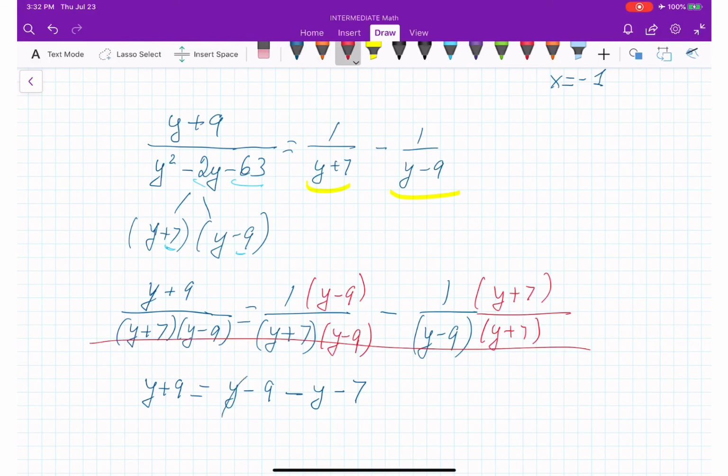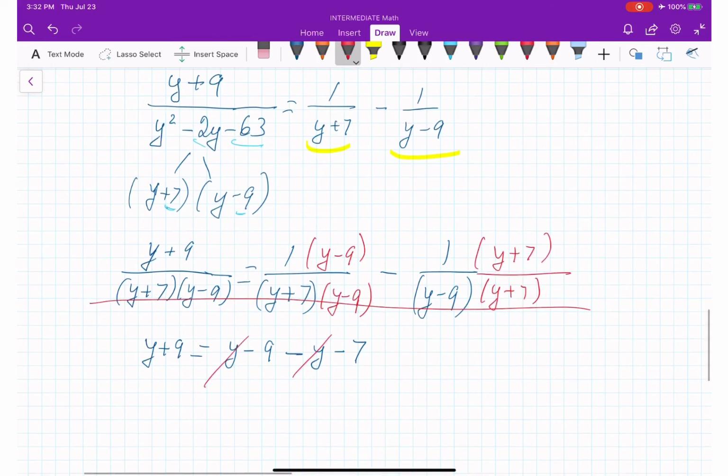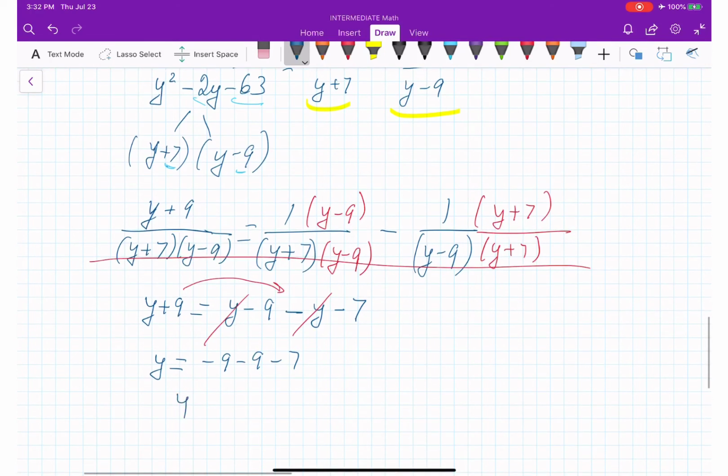Let me take red color. This y is gone with this y because plus y and a negative y. Okay, now that's all. So all I'm going to do is move this 9 to this side to combine with like terms, and that's all. So y is equal to negative 9, this moved negative 9, negative 9, and negative 7. So from here, y is equal to negative 9 is negative 18. Negative 18, negative 7 is negative 25.